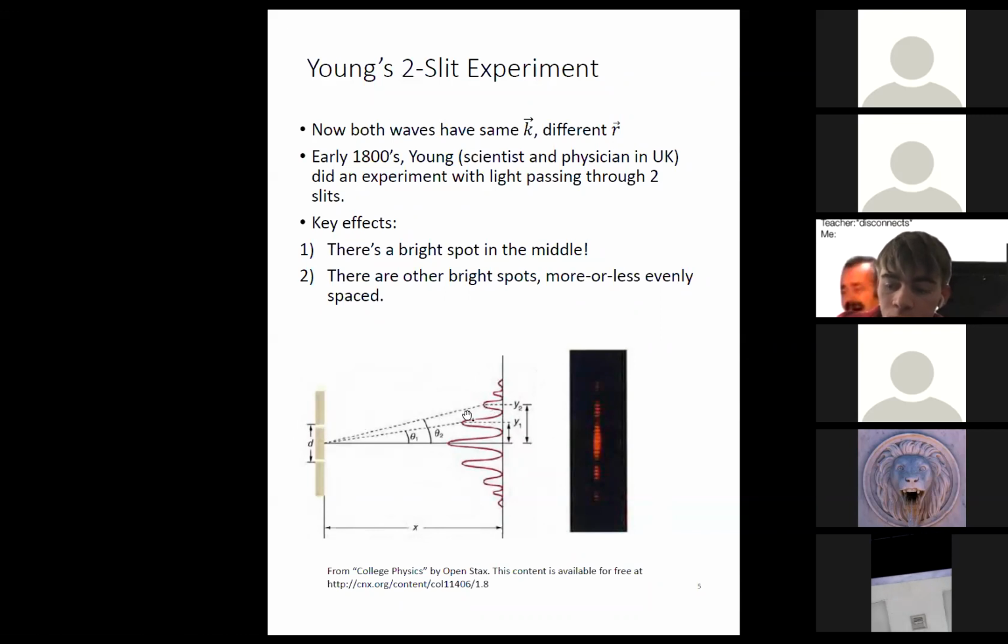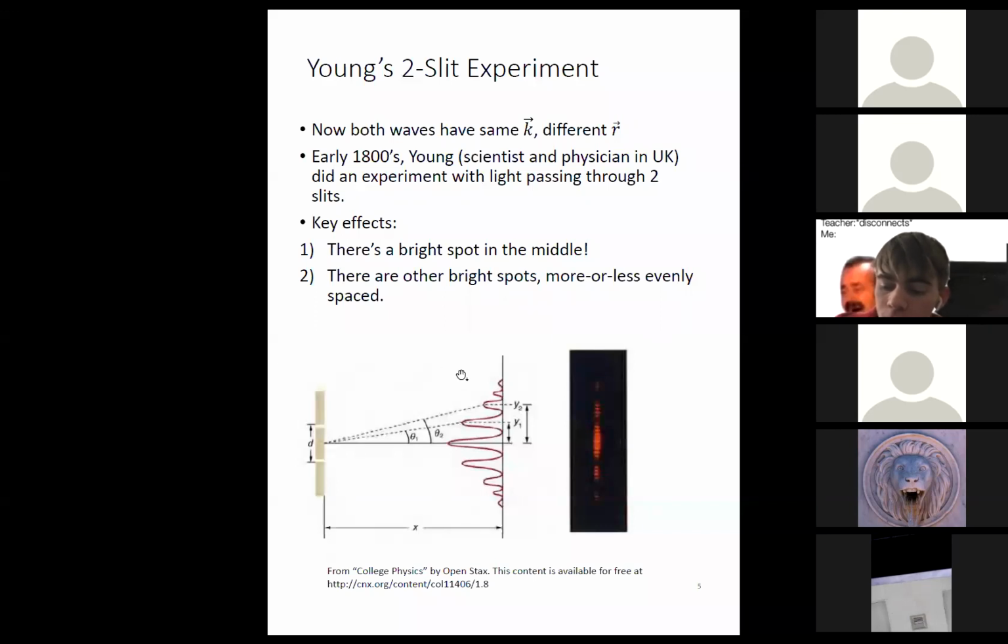slits. And so this path and this path to whatever point are almost the same. They're not quite. They have basically the same k. If the screen is farther away, they have the same k vector, but they have different displacements r. And so we're going to be adding up two waves with different displacements.